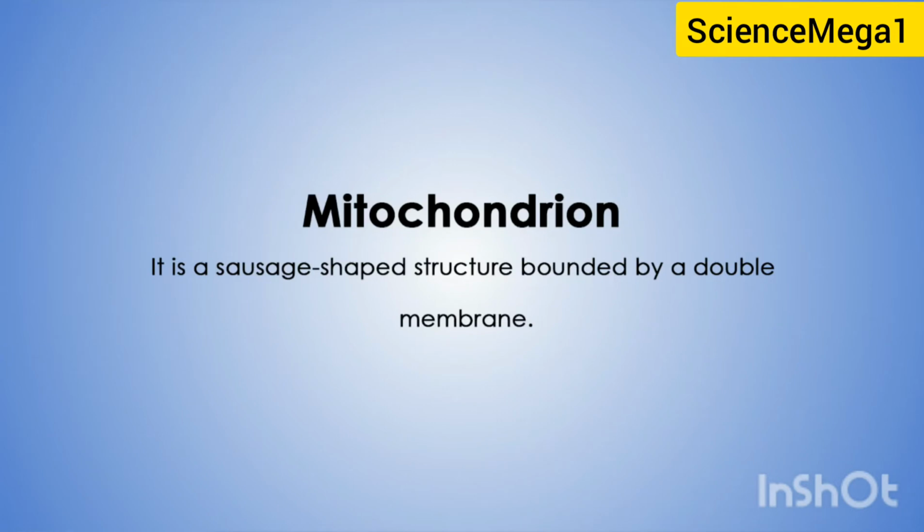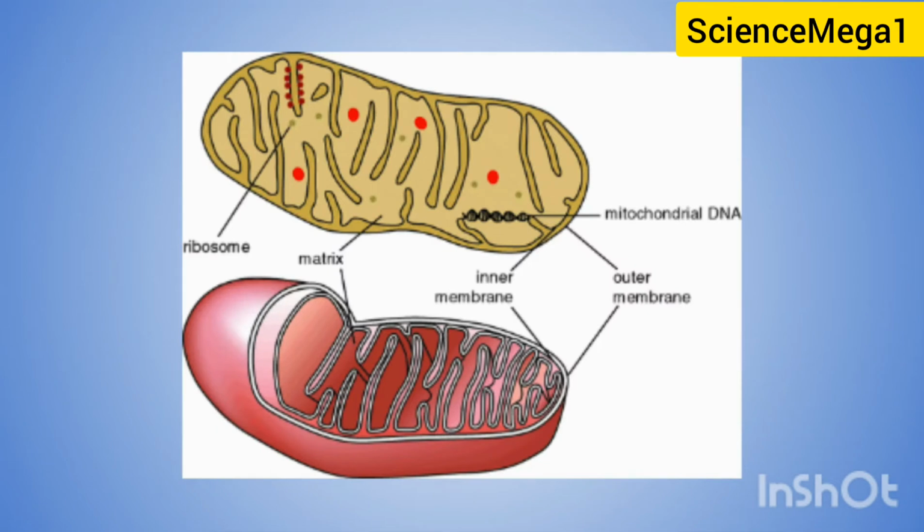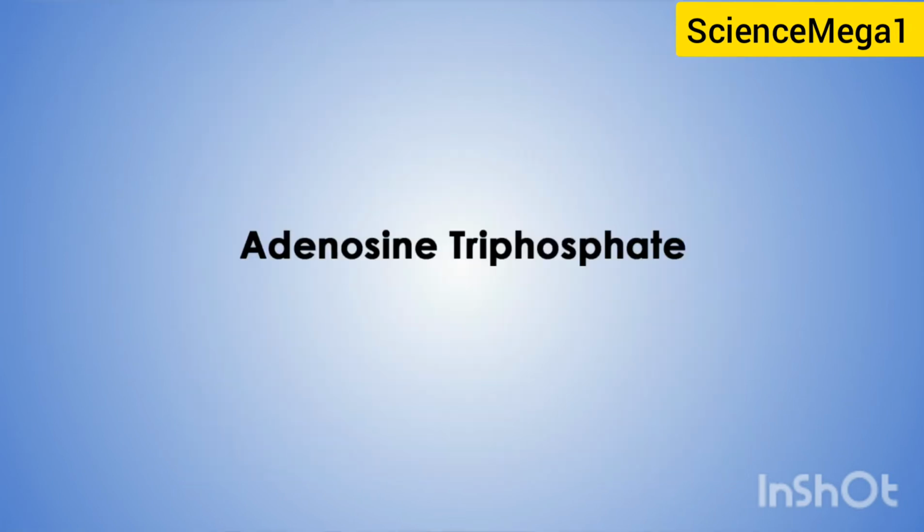We now move on to the mitochondrion. It is a sausage-shaped structure bounded by a double membrane. The number of mitochondria in a cell depends on the energy requirement of the cell, or where the cell is found in the organism. This is because mitochondria is responsible for the synthesis of energy in the form of ATP, which is adenosine triphosphate.